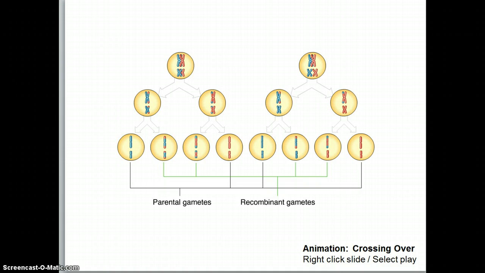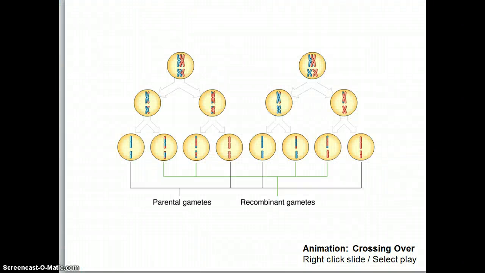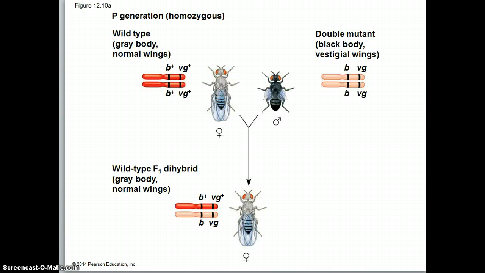Okay, so let's think about this for a second. If I was thinking about a traditional problem that I was going to solve, let's say I am going to cross together two homozygous parents. What genes am I going to be using later? B and VG. Okay. So say I'm crossing, let me get my pen.